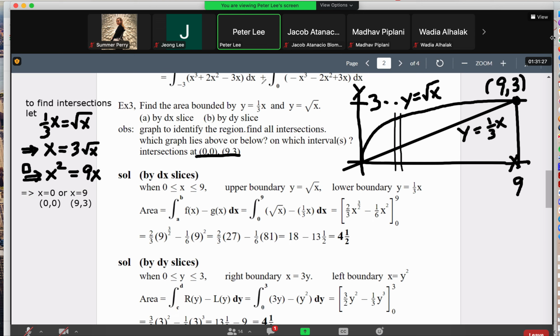Now the top rectangle. We are doing dx slices. The top of the rectangle, I'm going to mark this in red. Actually, I should mark it right here at the right end. I'll try to just mark on the right end. So that's the top of the rectangle.